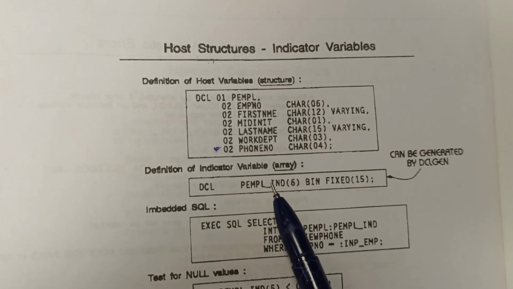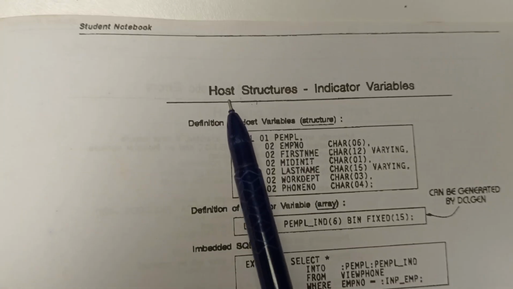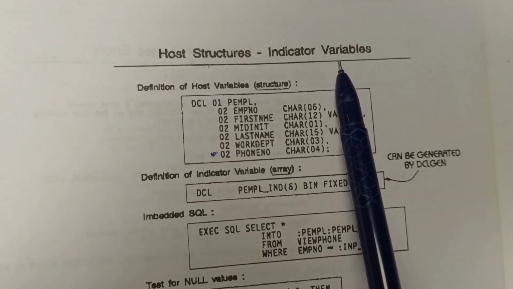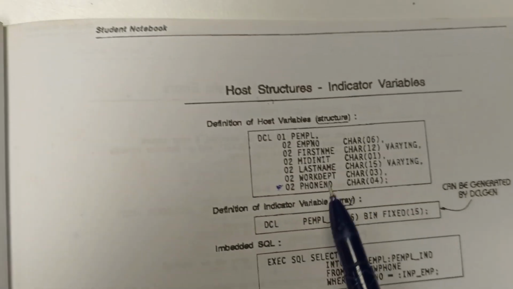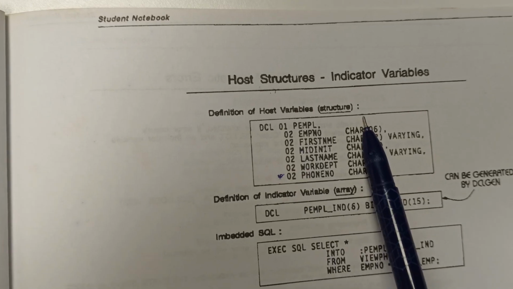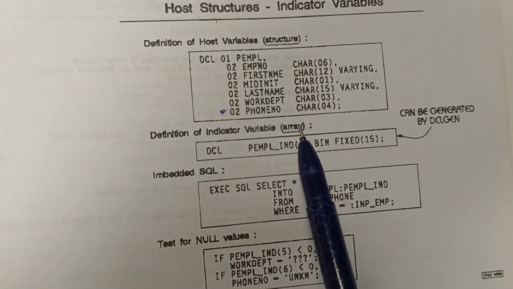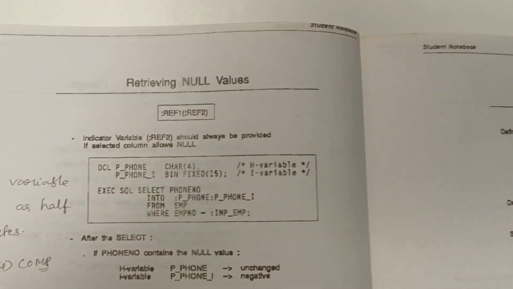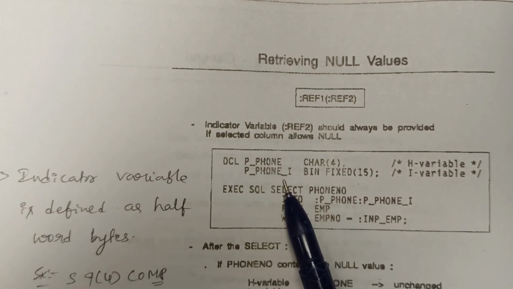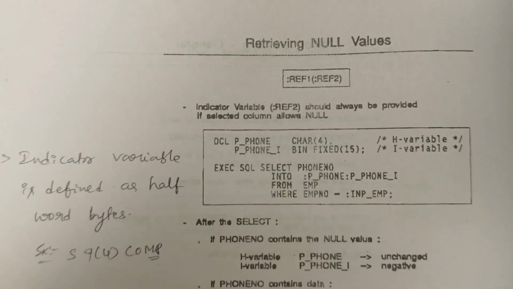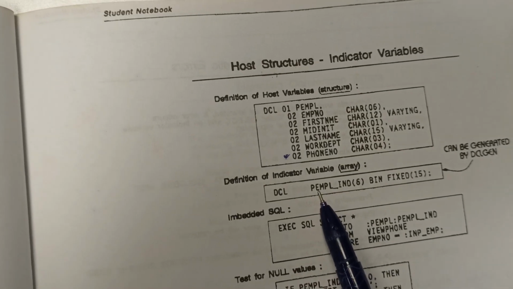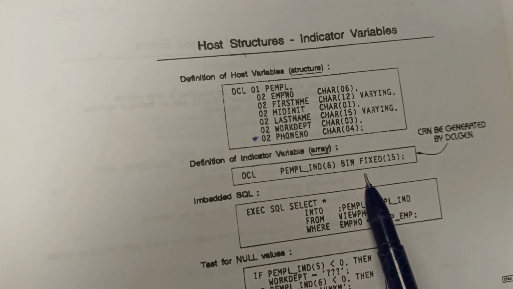Here is one more important example. This is a host structure, and we can use indicator variables with it. This is nothing but a DCLgen. By definition, for the indicator variable I am using an array here. Earlier I had defined the indicator variable as only a single field. You can see the single field; I was not using an array there. Now, with the DCLgen, I am using an array.